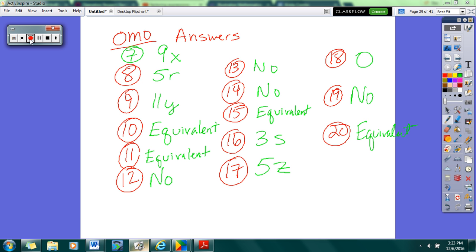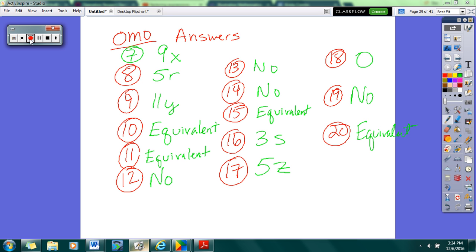In number 15, 3n plus 2 plus 4n, since I can combine 3n plus 4n to get 7n, and I have a 2, so it's going to be really 2 plus 7n. Those will be equivalent. On number 16, 4s minus s is going to be 3s. 12z minus 7z is going to be 5z.